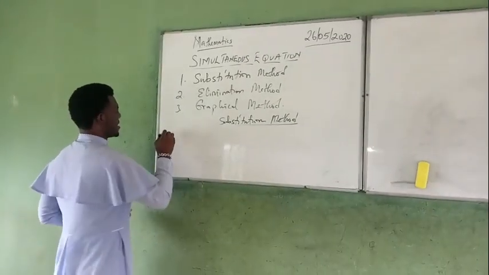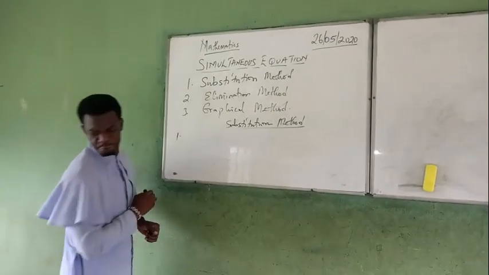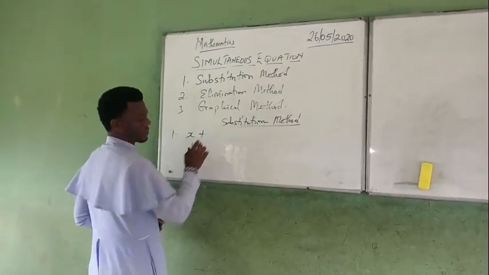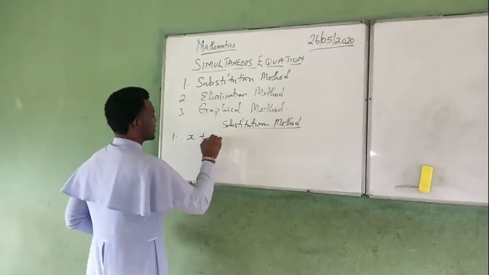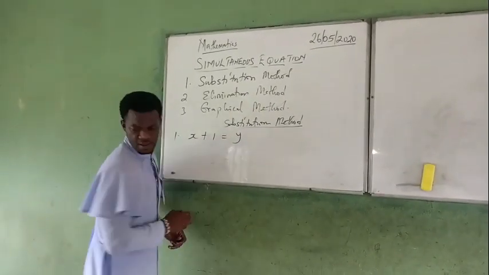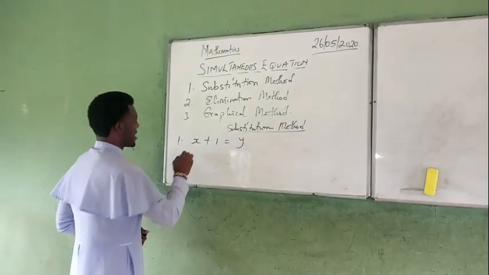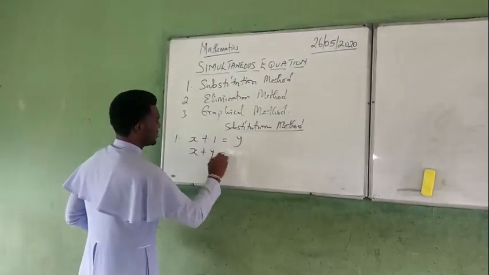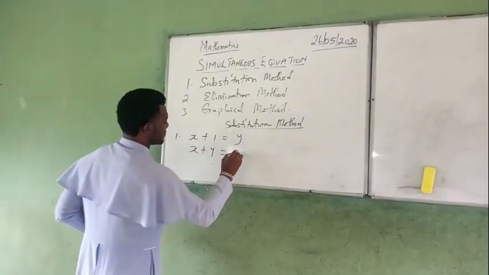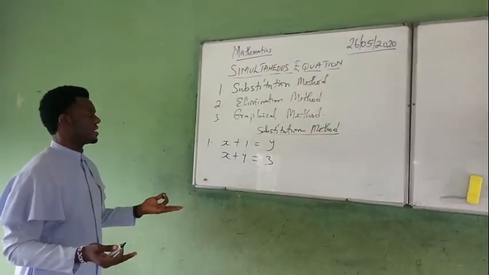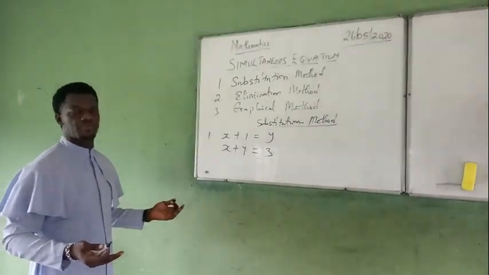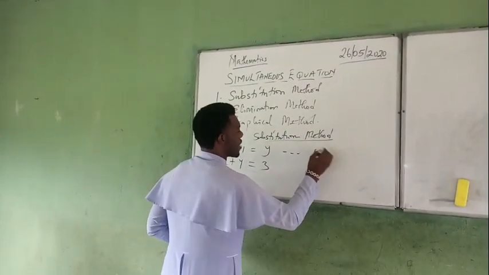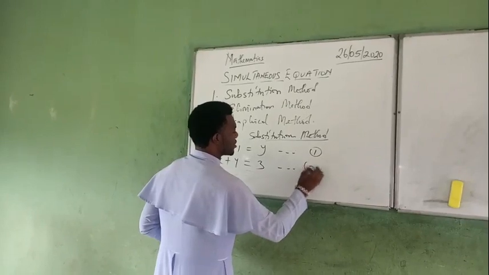Example 1: x plus 1 is equal to y, and x plus y is equal to 3. Using the method of substitution, we call the first one equation 1, and the second one equation 2.